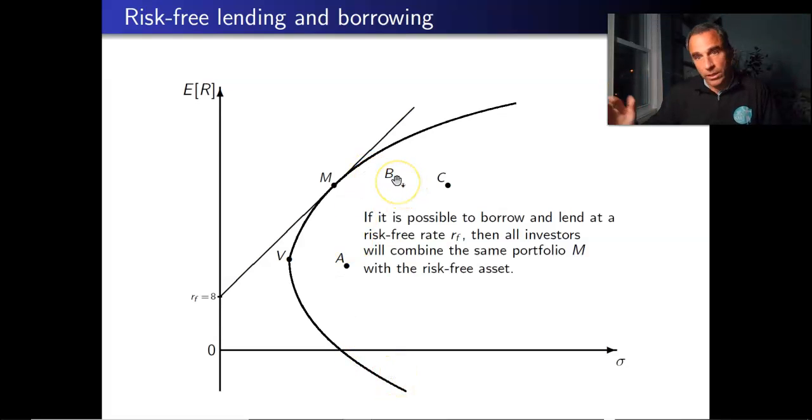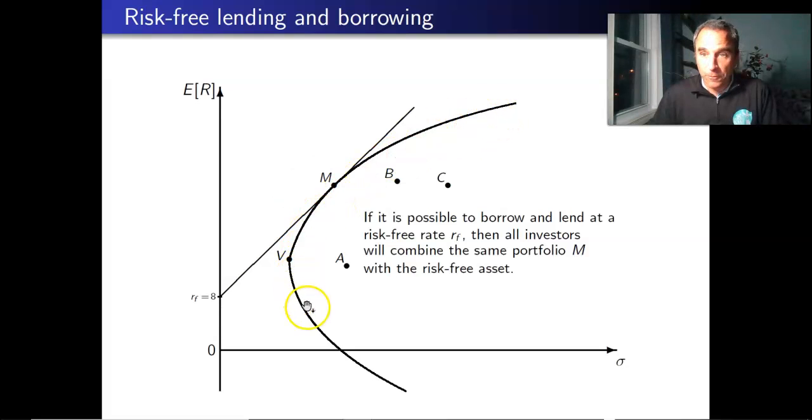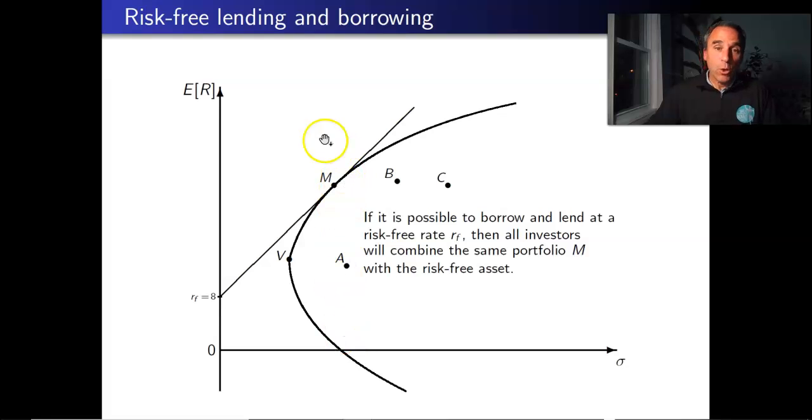So B, we can invest in B only. You can invest in C only. You can invest in any combination you want of B and C, okay? But this combination will never give you access to a combination of risk and return on the left-hand side of the portfolio frontier. Whatever is on the left-hand side of the portfolio frontier is too good to be true.